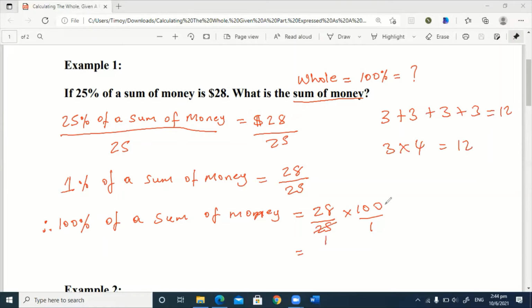How many groups of 25 can we get out of 100? That would be 4. Then what do we have left? 28 times 4. Then what is 4 times 8? That is going to be 32. So we put 2, carry 3. What is 4 times 2? That's going to be 8 plus 3, that's 11. So we get 112. So we are saying that 100% of the money, which represents the whole, is going to be $112. And that's how you do this problem.